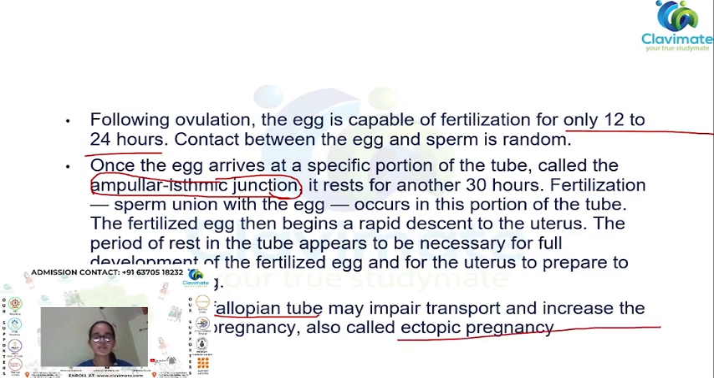That may lead to a misplacement of the embryo. There will be no transportation, and the baby's development occurs in the fallopian tube. So this is called ectopic pregnancy, caused due to defects in the fallopian tube.